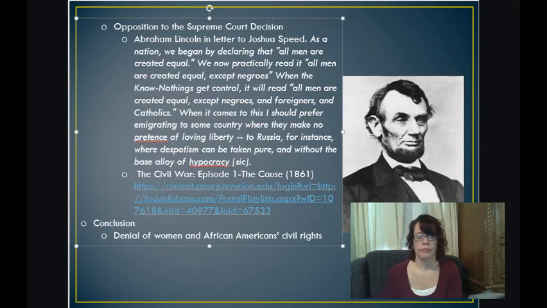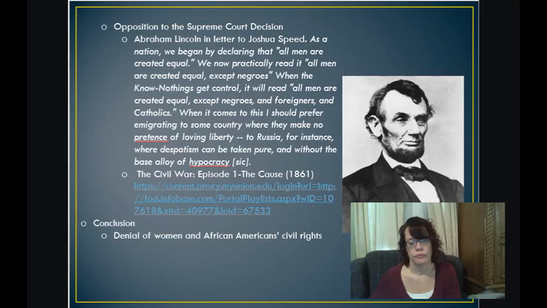In 1857, the Supreme Court refused to free a slave, Dred Scott, even though he had lived for many years on free soil. Chief Justice Roger B. Taney said a black man had no rights a white man was bound to respect. As a nation, we began by declaring that all men are created equal. We now practically read it, all men are created equal except Negroes. Soon, it will read all men are created equal except Negroes and foreigners and Catholics. When it comes to this, I should prefer emigrating to some country where they make no pretense of loving liberty. To Russia, for instance, where despotism can be taken pure and without the base alloy of hypocrisy. Abraham Lincoln.